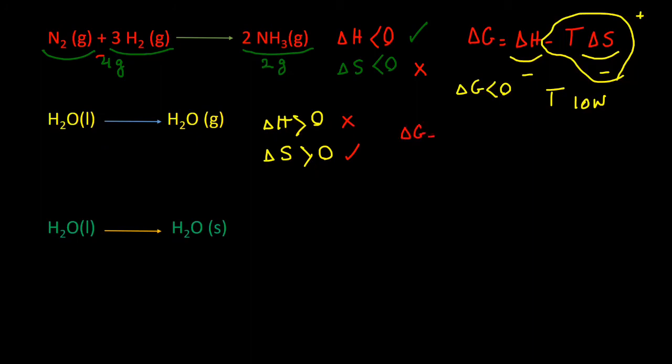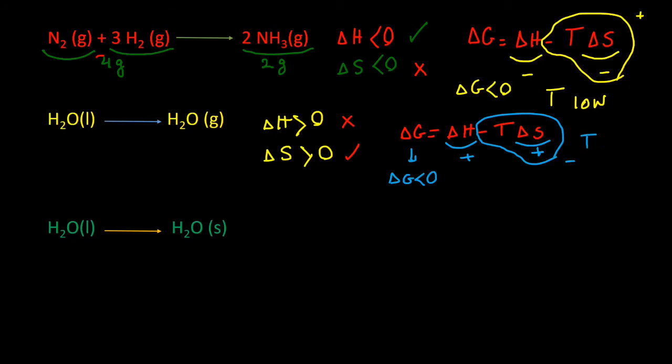Again, we need to look at the delta G equation, which is this, and then we say this part is positive and this part is also positive. But positive times this negative becomes negative. So for delta G to be smaller than 0, we need to make negative parts larger. It means this reaction can be spontaneous at high temperature.